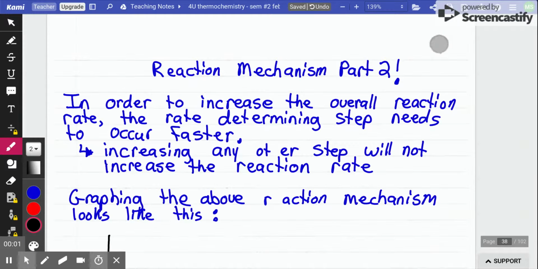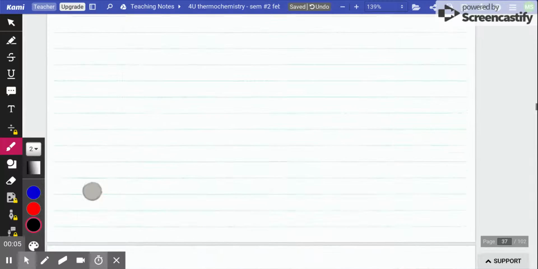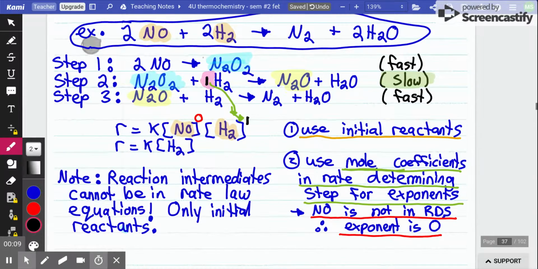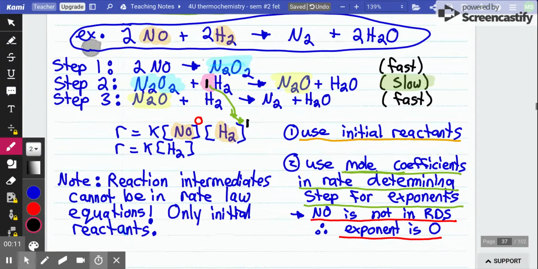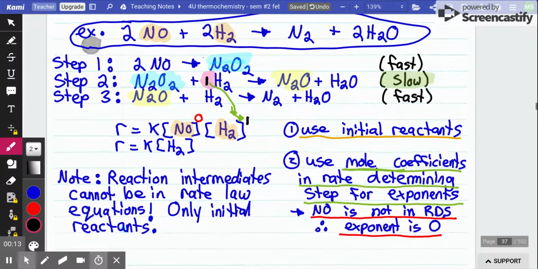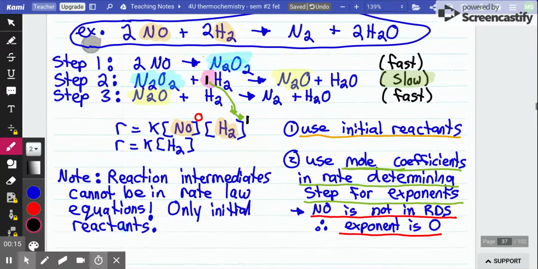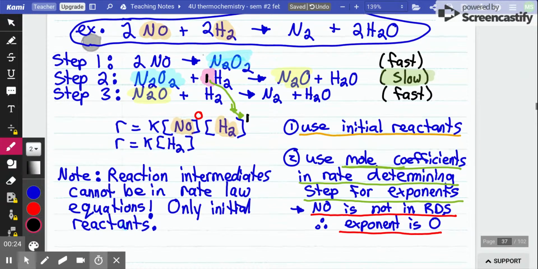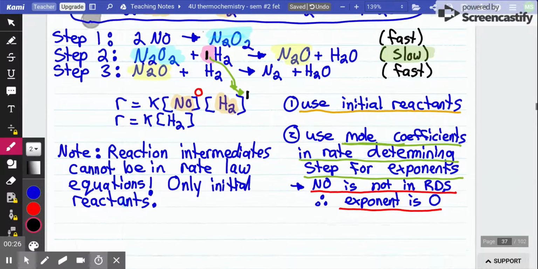So this is part 2 of our reaction mechanism lesson. We just finished talking about how you can use some information in a reaction mechanism to determine the rate law equation for a reaction. And the biggest piece of learning is that the rate determining step determines everything. So you get your concentrations, you get your exponents from your rate determining step.